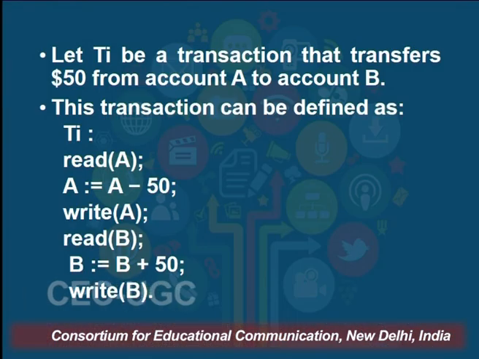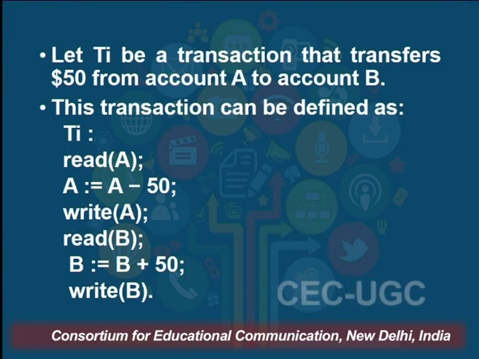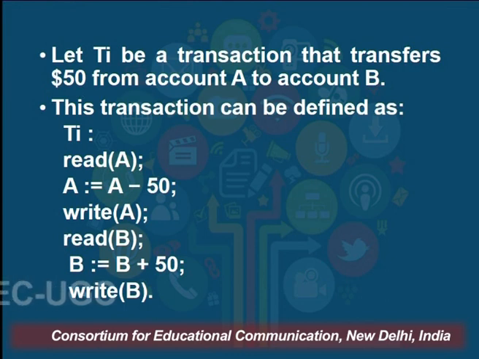Let us say we have a transaction Ti that transfers, let us say, $50 from account A to account B. The steps will be: it has to read A, then the balance of A will be the previous balance minus 50, then the write A operation has to be there, then read B because the change has to go into B, and then the balance of B will be updated as the previous balance plus 50, and then write B.